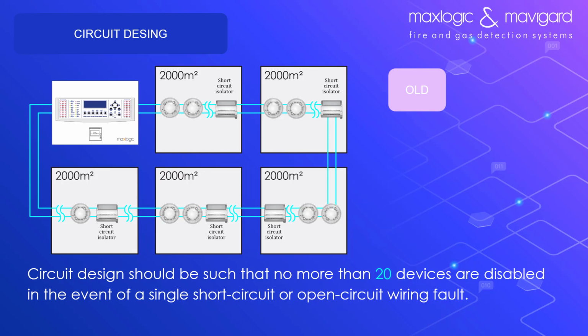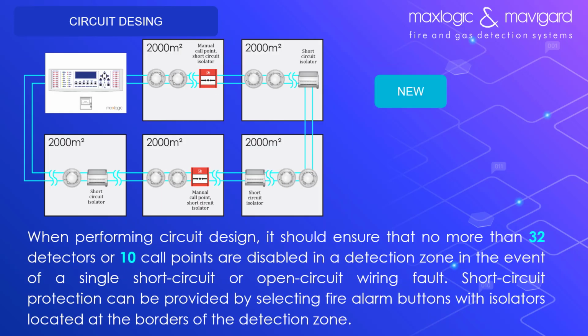Circuit design. In case of a single short circuit or open circuit cable fault while designing the circuit, projecting should be done so that no more than 20 devices will be disabled. After the change, in case of a single short circuit or open circuit cable fault while performing the circuit design, you must ensure that no more than 32 detectors or 10 alarm buttons are disabled in the detection zone. Short circuit protection can be provided by selecting the fire alarm buttons located at the boundaries of the detection zone in the model with isolators.